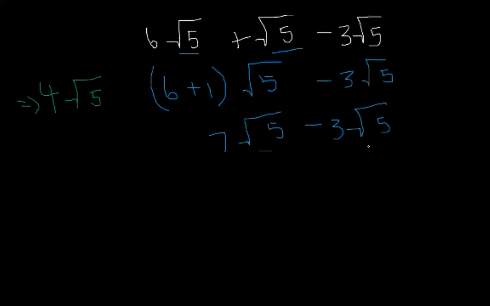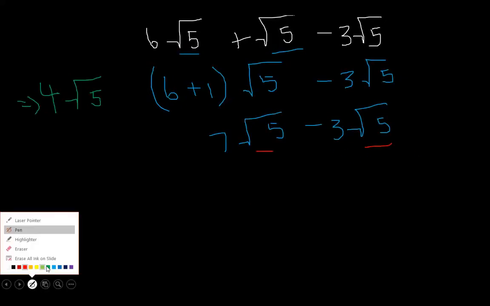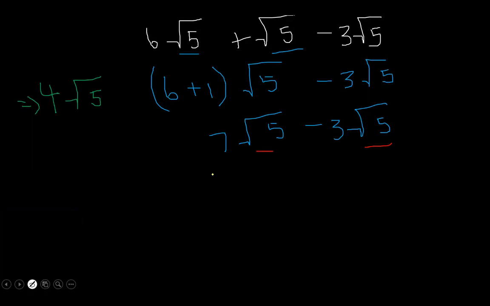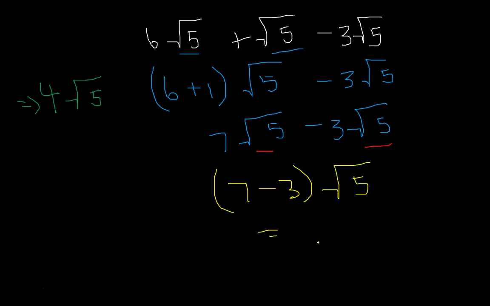They have like sides, root 5 and root 5. So what could I do? I could take it out. I would say, okay, 7 minus 3, take out the root 5. And we know that 7 minus 3 is 4. 4 root 5, and that is why that answer is correct.